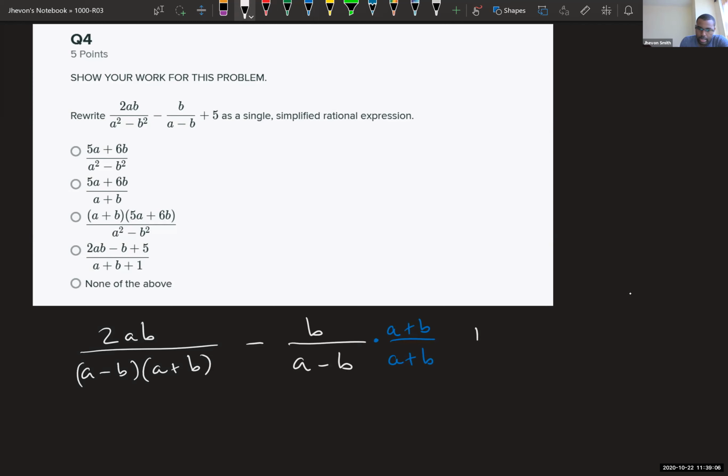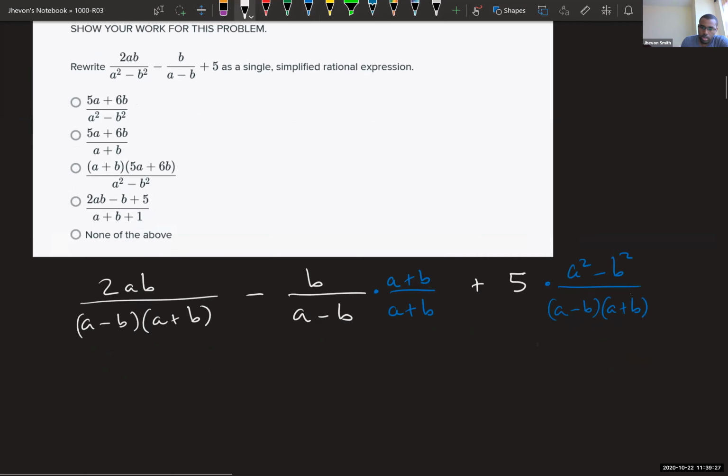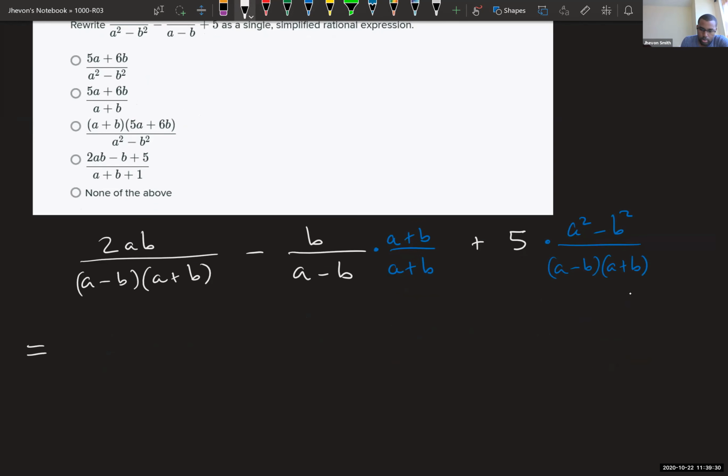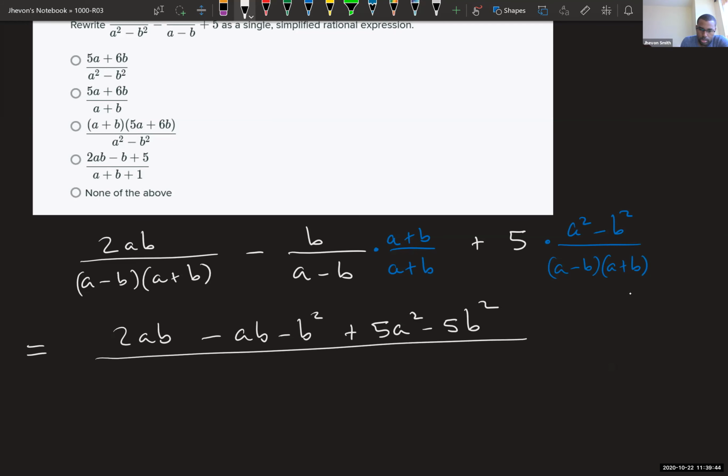Then when I add the 5, I'll notice that the entire denominator is missing. So I'd multiply by a minus b, a plus b, and on top, I'd write this as a squared minus b squared, so it's easier to multiply out. And so now I would have 2ab minus, I'd multiply this out, minus ab minus b squared plus 5a squared minus 5b squared, all over a squared minus b squared.